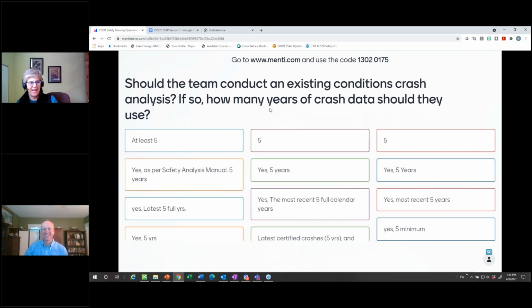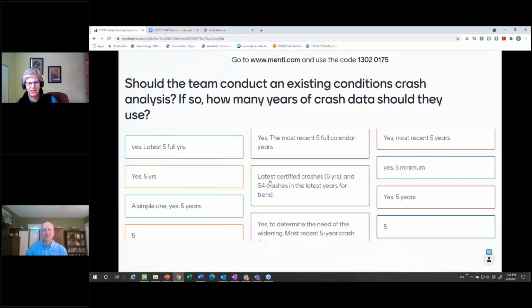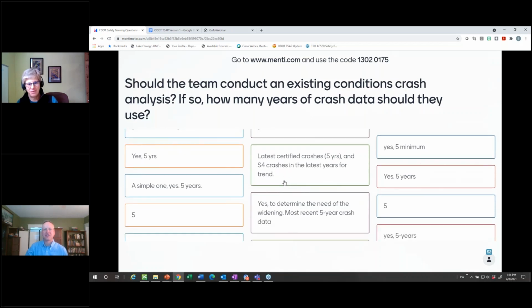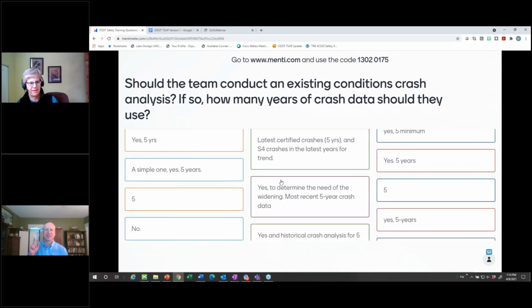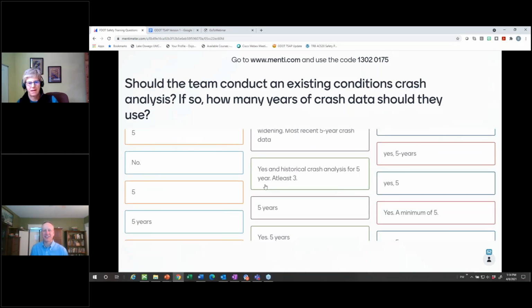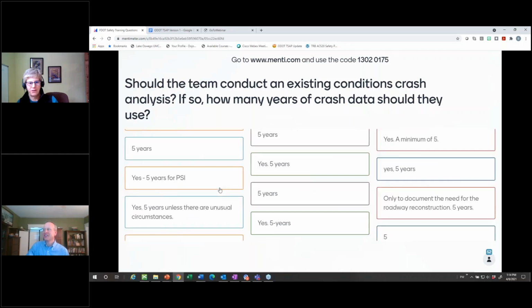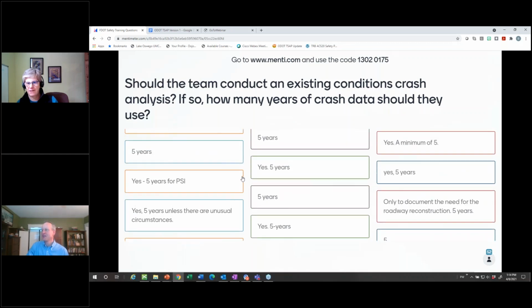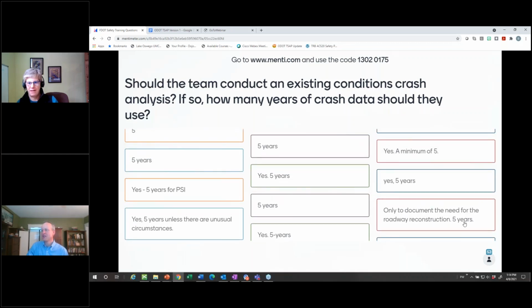So yes, at least five, most recent 5 calendar years, latest certified. That's our follow-up back to the FDOT team. Historical, at least five, only to document the need for roadway reconstruction.